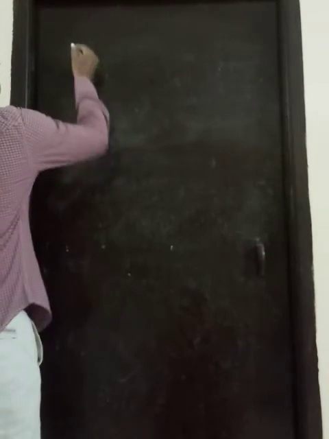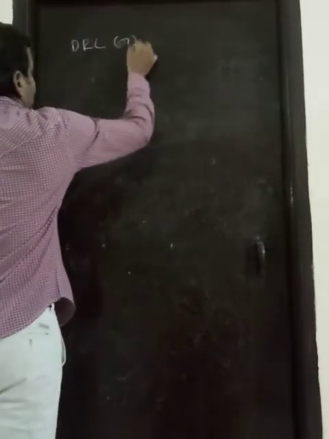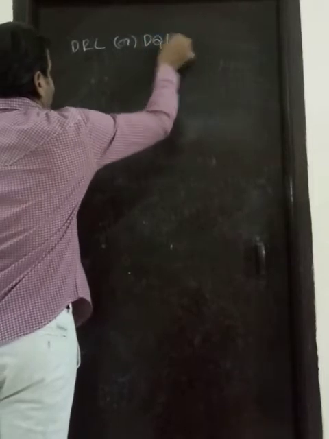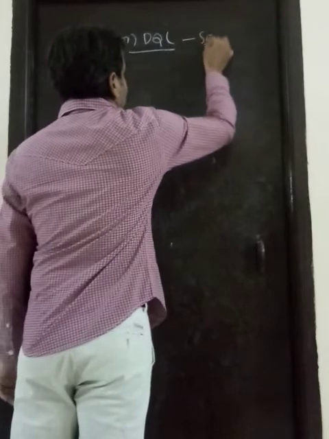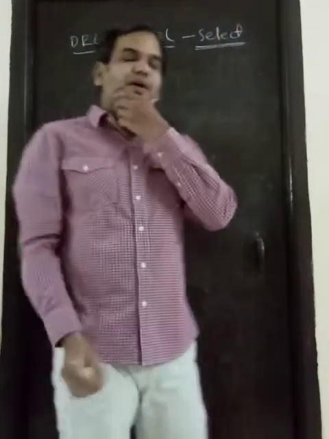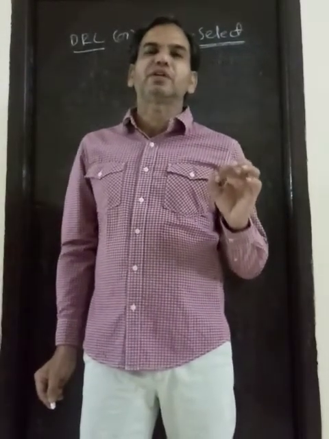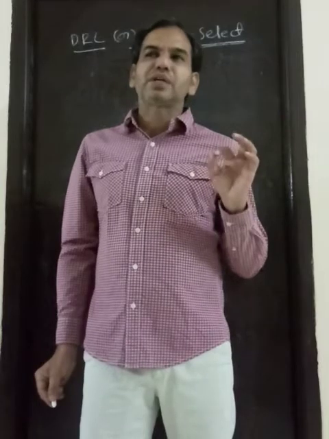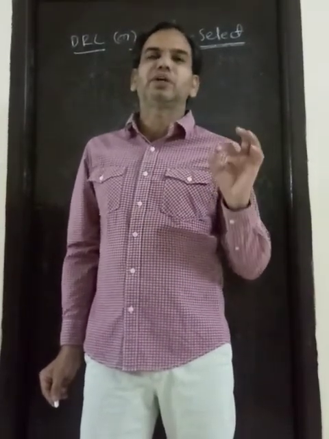This subject belongs to BSc second year, 4th semester. First, DRL or DQL. The command name is select. See, the select command is used to retrieve information from the table. Using the select command, we can view one row or multiple rows.